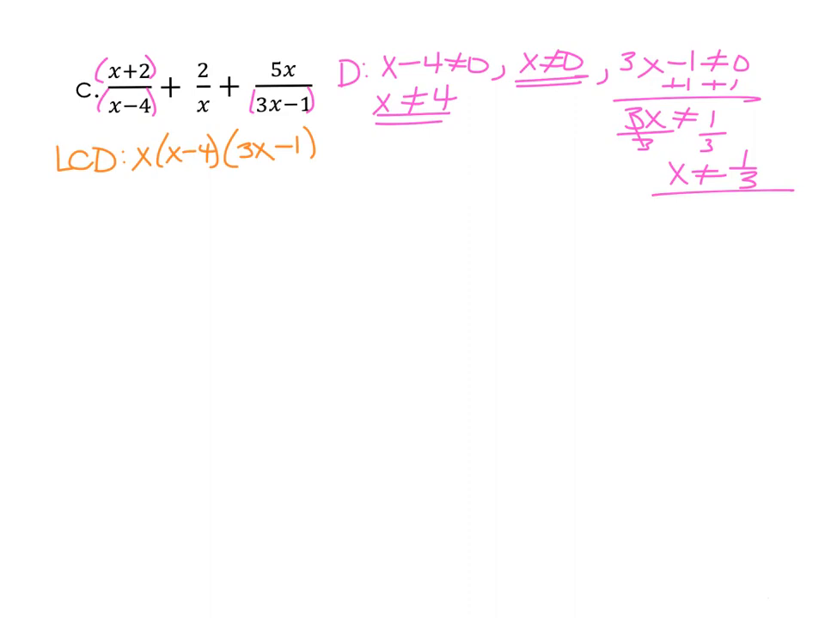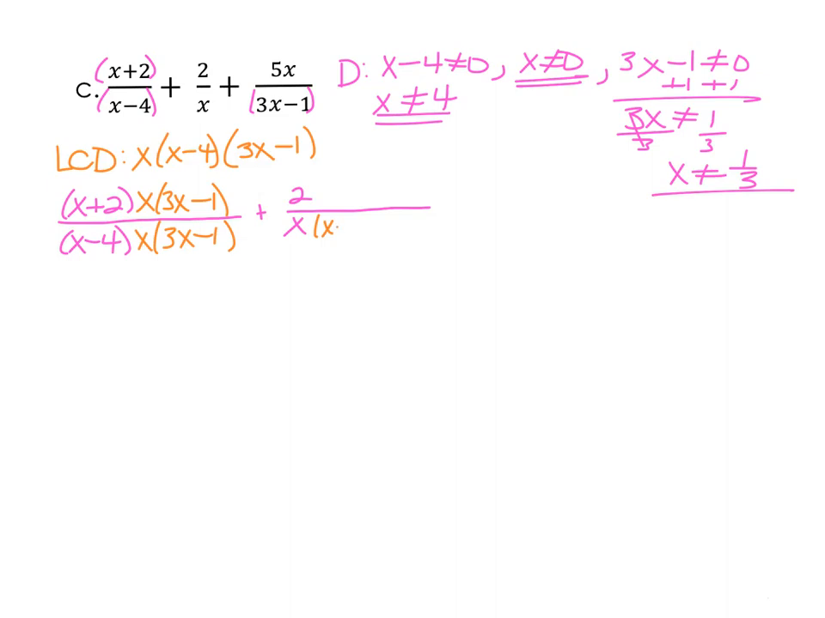We'll start with our x plus 2 over x minus 4. But notice it still needs the x and the 3x minus 1. So I'm going to write that out, x and 3x minus 1, x and 3x minus 1. That's going to be fun to multiply. All right, let's try the second one. We have a 2 and an x. That one needs both of those binomials, the x minus 4 and the 3x minus 1. Put that on top and bottom.